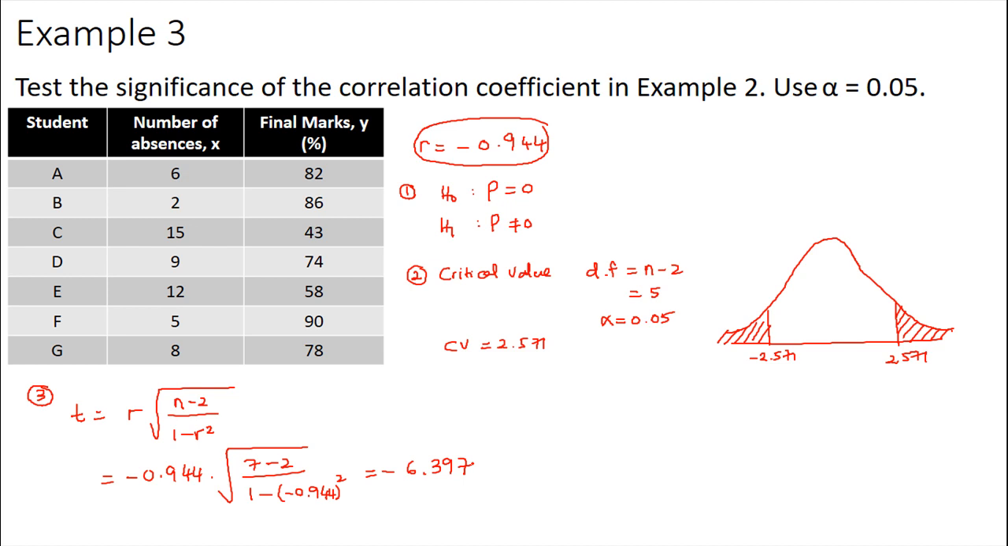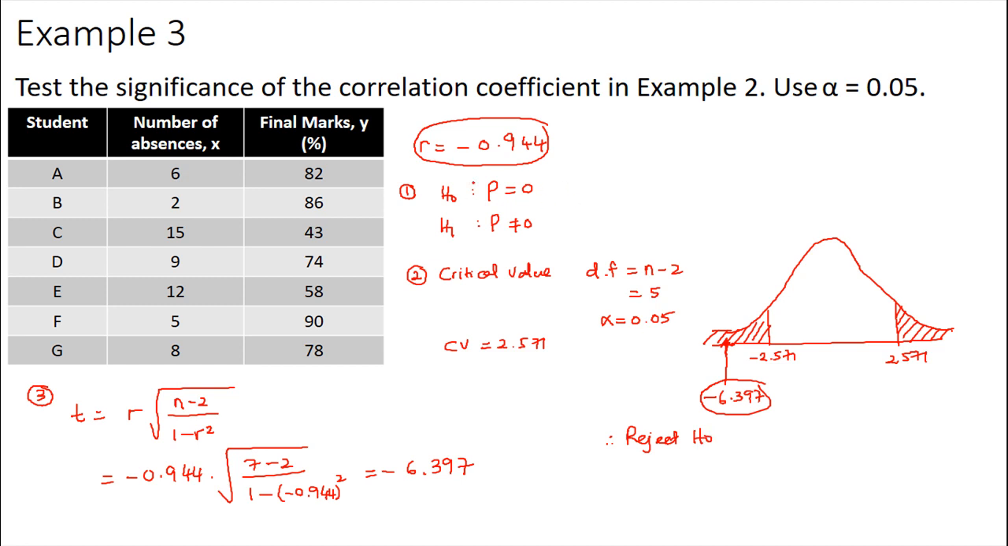So how to make the decision? Now we see the test statistic value is negative 6.397, which is in the critical region, somewhere here. Since the value of the test statistic is in the critical region, we can reject H naught. We only reject H naught when the test statistic value is in the critical region. So the decision is to reject H naught.